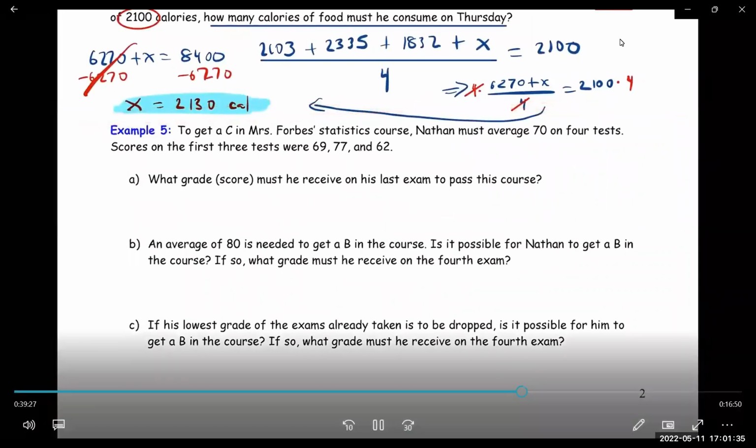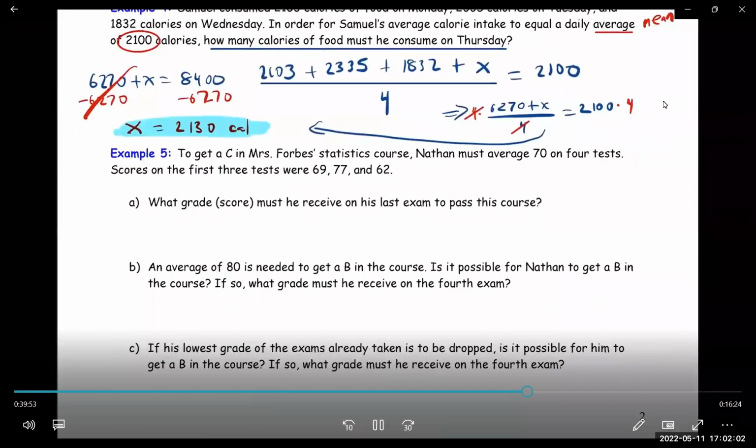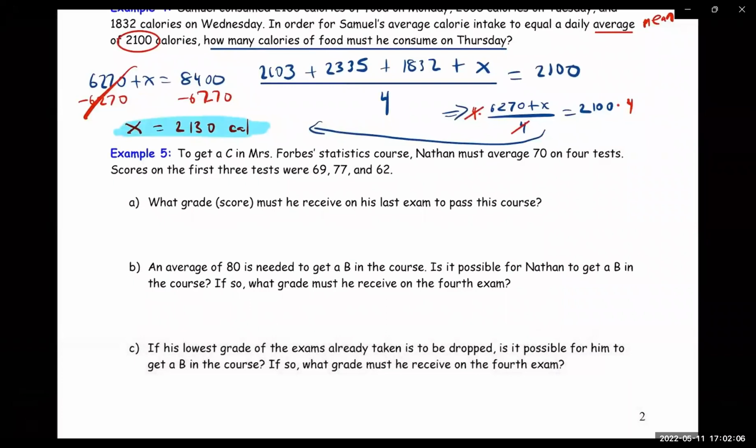So let's see, 11. It says, to get a C in Mrs. Forbes' statistics course, Nathan must average 70 on 4 tests. Scores on the first 3 tests were 69, 77, and 62. What grade or score must he receive on his last exam to pass this course?